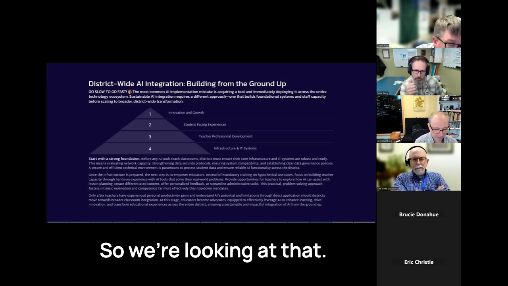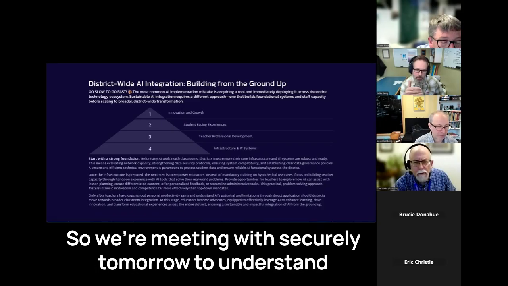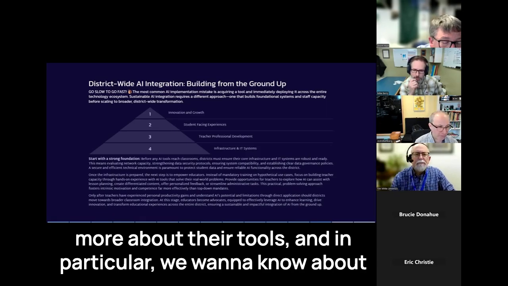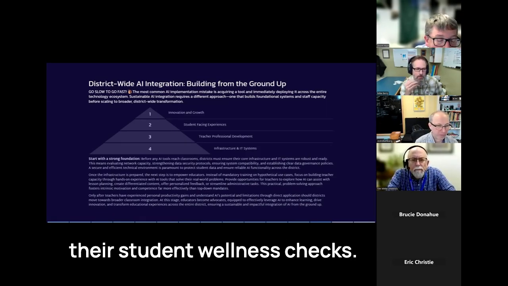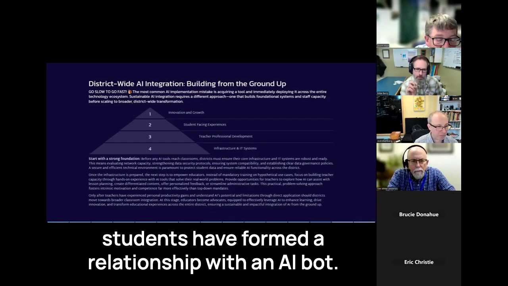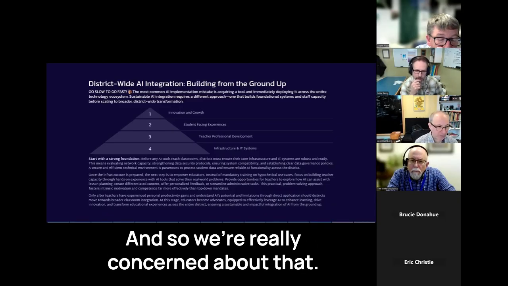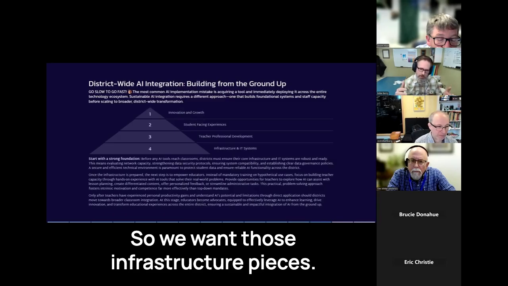So we're looking at that. We're looking at what we need in terms of support. We're meeting with Securely tomorrow to understand more about their tools. And in particular, we want to know about their student wellness checks. We have had 2 situations in our district where 2 students have formed a relationship with an AI bot, and that has not gone well. And so we're really concerned about that. So we want those infrastructure pieces.